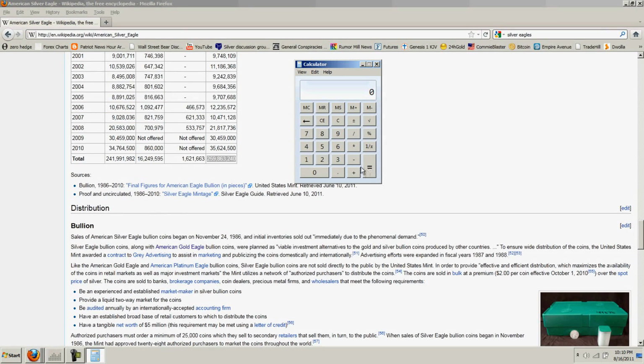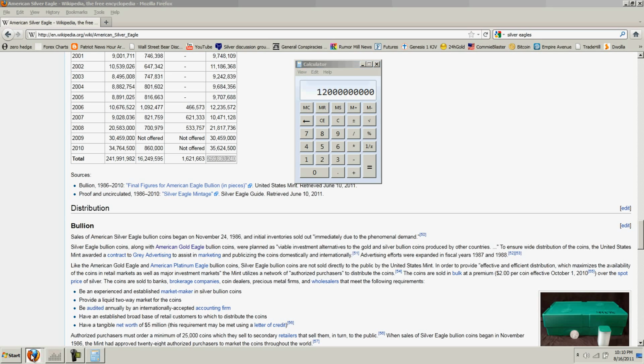So let's just take our Silver Eagle. We've got 300 million times our current price of 40. And that gives us about $12 billion. So keep that figure in mind. All the Silver Eagles totaled are worth about 12 billion.